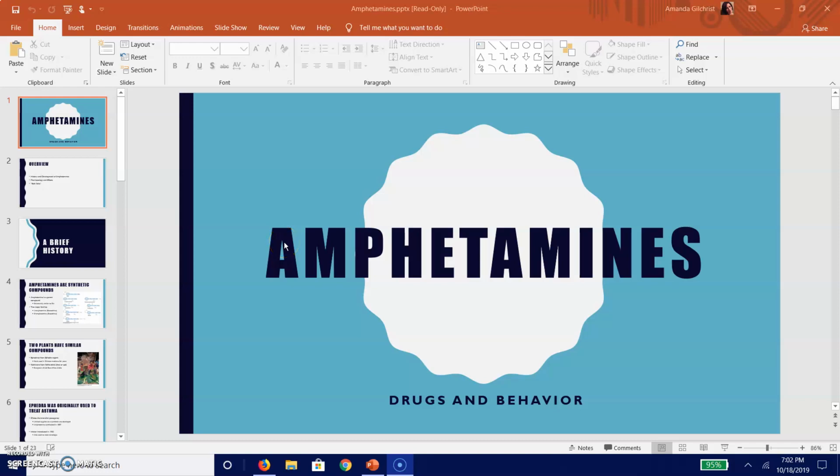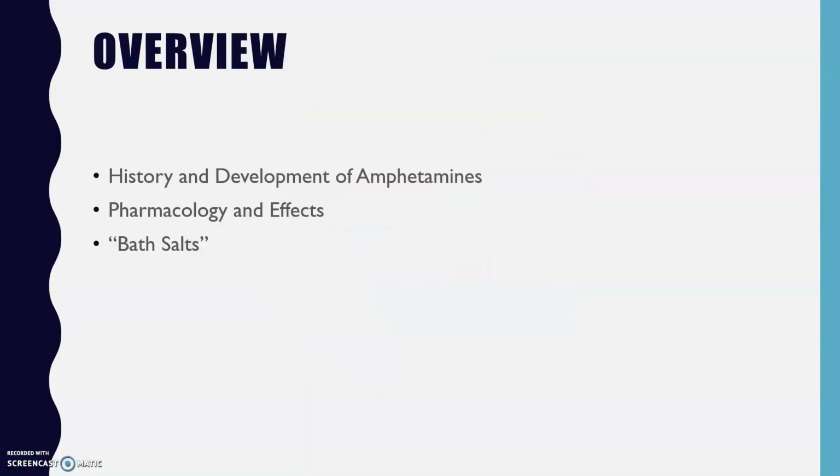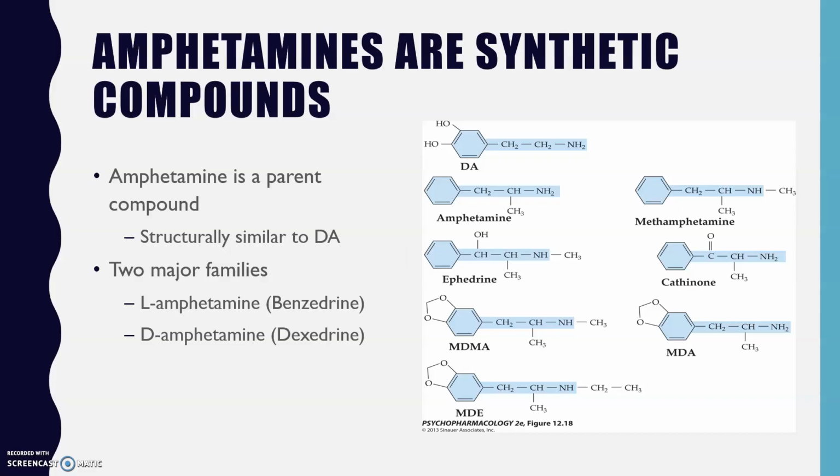Everybody. As promised, I am doing a quick screencast for our discussion of amphetamines for drugs and behavior. So let's go ahead and begin. What we're going to cover in this is the history and the development of amphetamines. We'll briefly talk about the pharmacology and the effects, and then an offshoot of amphetamines that are known as bath salts. Not to be confused with the actual bath salts that you put into the bathtub for a very soothing bath. So, here's a really brief history of amphetamines.